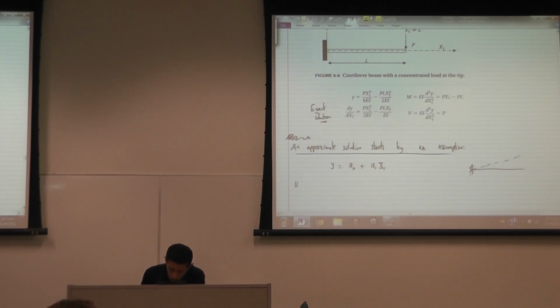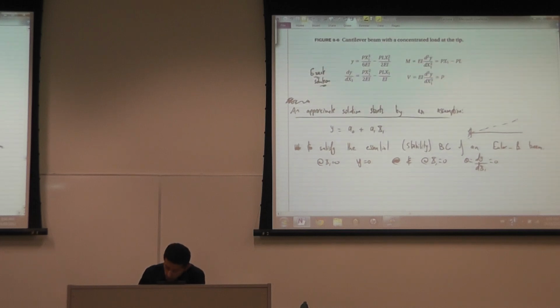To satisfy the essential stability boundary conditions of an Euler-Bernoulli beam, I have that at x1 equals 0, the displacement is 0, and at x1 equals 0, the rotation, which is the first derivative of the displacement, is also 0, which tells me that y is equal to 0, the trivial solution. So, not acceptable.